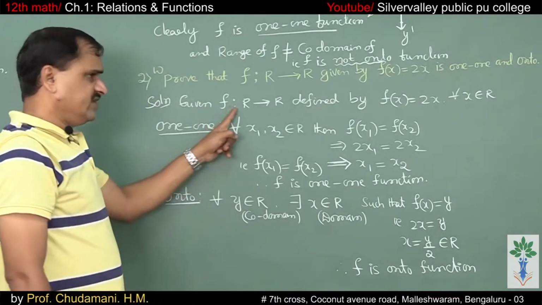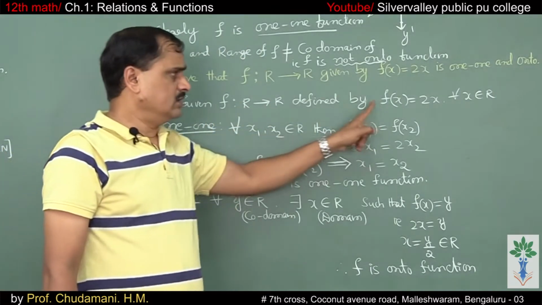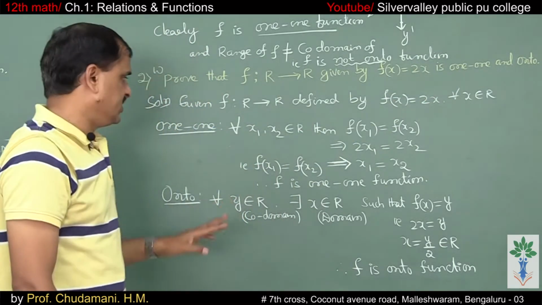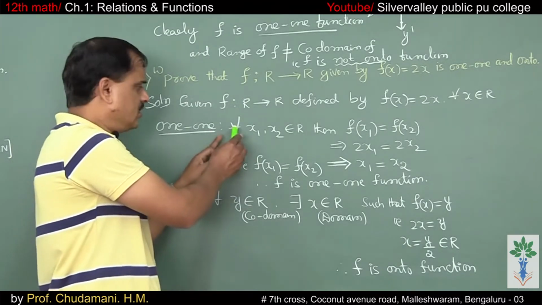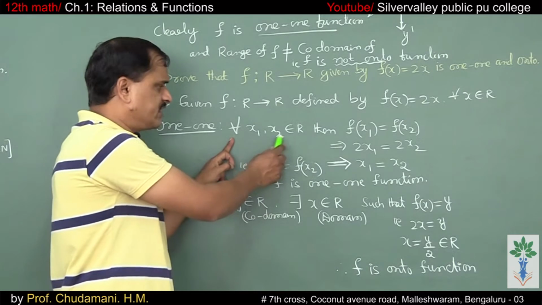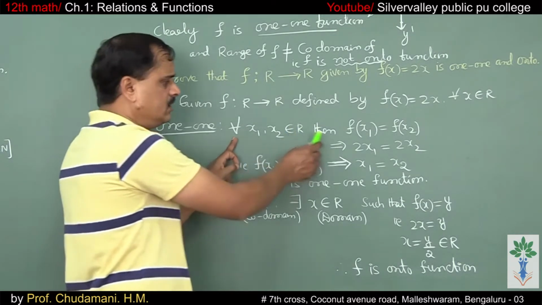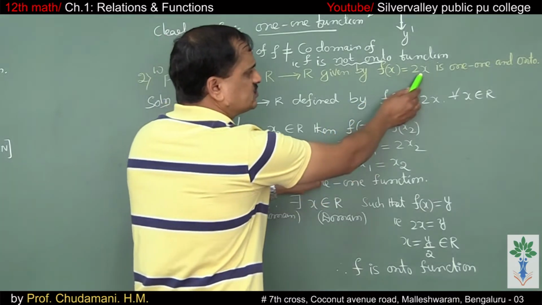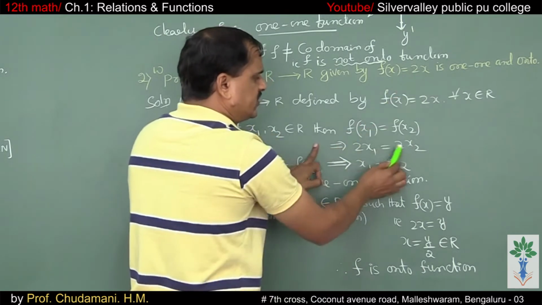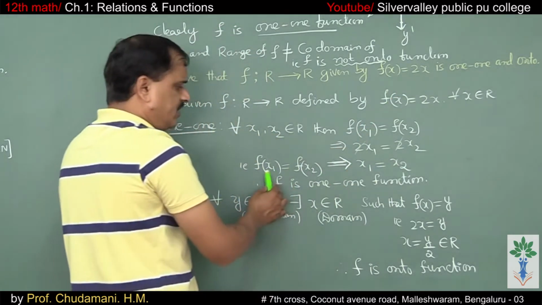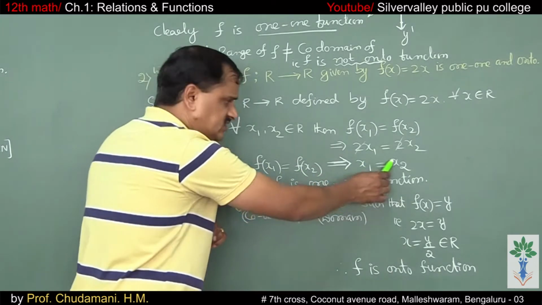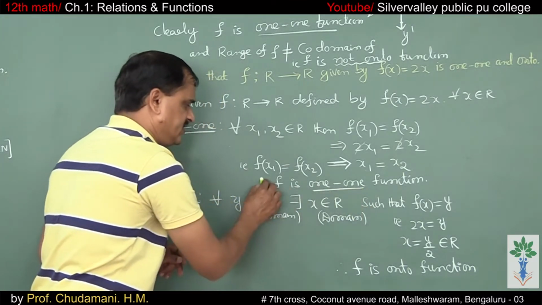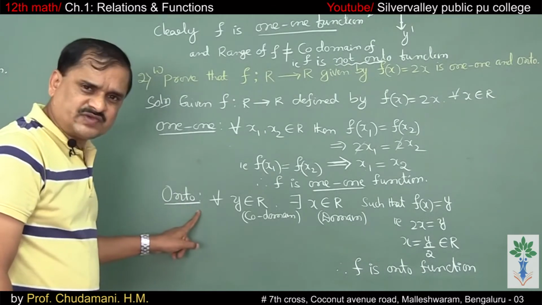Let us see. This is the given function f from R to R defined by f of x equals 2x for all x belonging to the real numbers. Let us verify one-one. For all x1, x2, two different elements belonging to the domain, f of x1 equals f of x2 implies 2x1 equals 2x2. The 2 gets cancelled. f of x1 equals f of x2 implies x1 equals x2. Therefore, f is a one-one function.